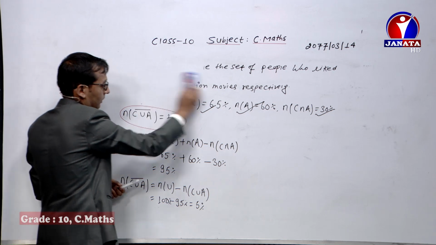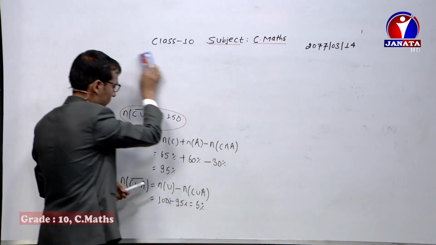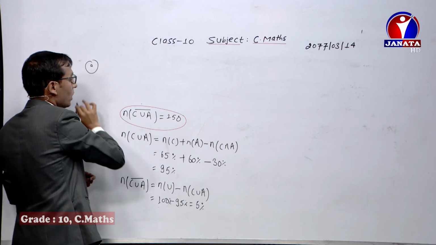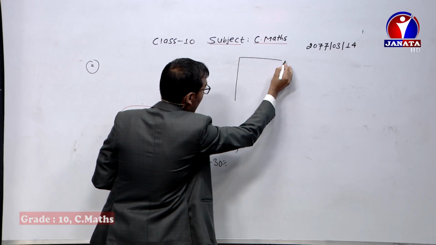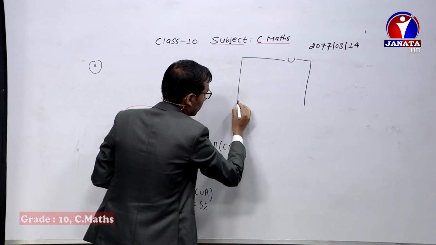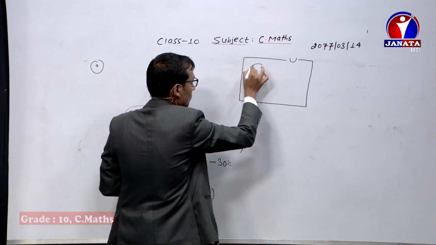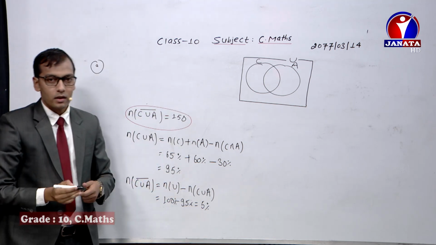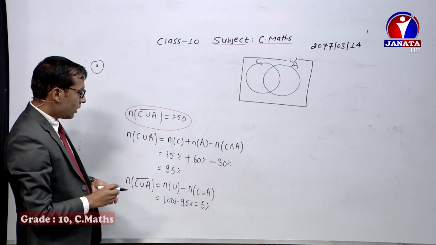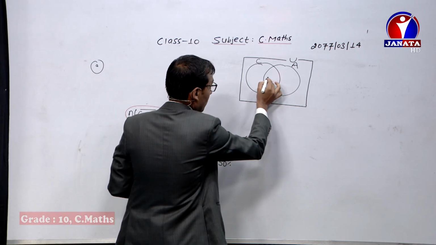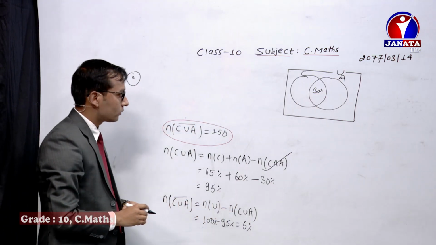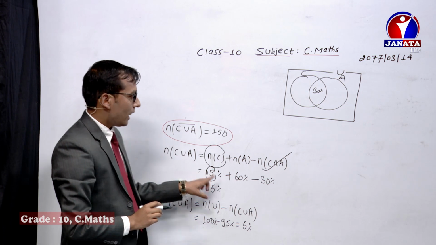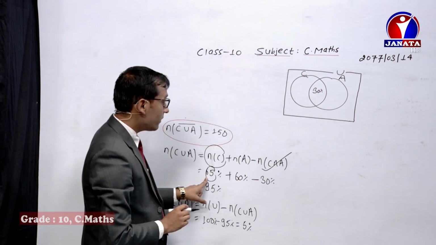So let me erase the language part. Now let's write: representing the information in a Venn diagram. Number one is we are representing this information in a diagram. C and A are the two subsets of a universal set U. So what is the intersection? Intersection is 30%. What is N of C? N of C is 65%. So for N only C, we subtract 30% from 65 and we get N only C.